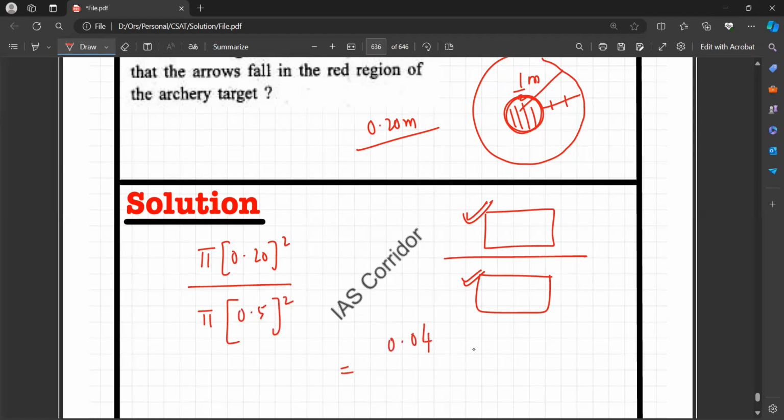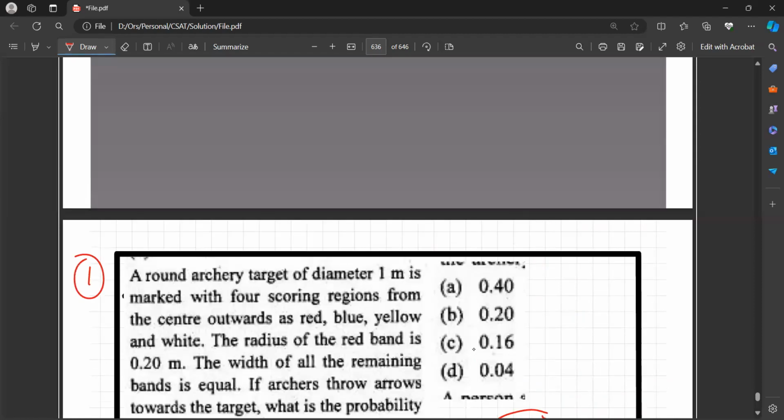0.04, not 0.4, be very careful. 0.04 divided by 0.25, so this gives you 4 by 25, which gives you 0.16. Got it? So the answer would be 0.16. I want to add one thing.